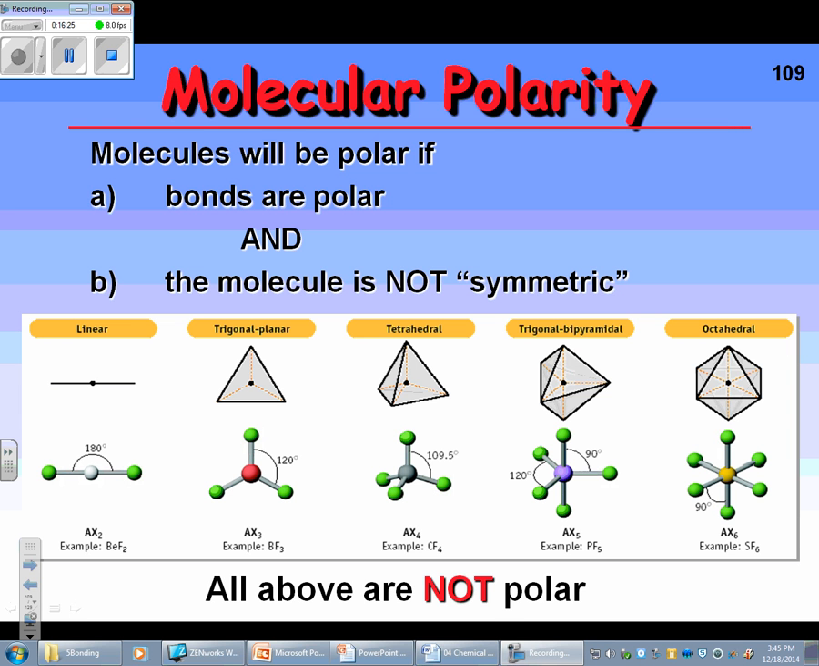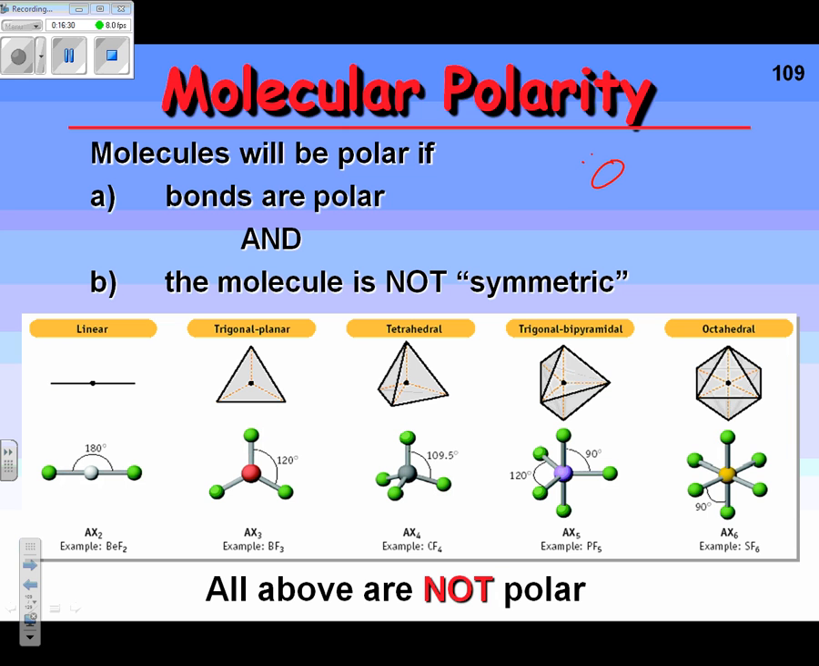If it has unshared pairs, like water, water is very polar, and the reason is because this is not a symmetrical molecule. These unshared pairs of electrons are sitting there and make the molecule not symmetrical. The oxygen's pulling on these electrons this way, and they're going in the same direction. They're not being pulled in opposite directions. So the dipoles do not cancel out, making the bent structure a polar molecule.